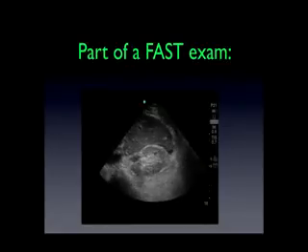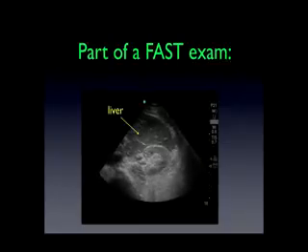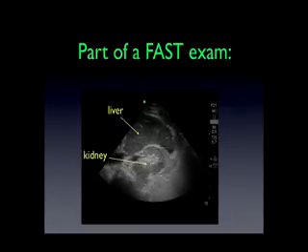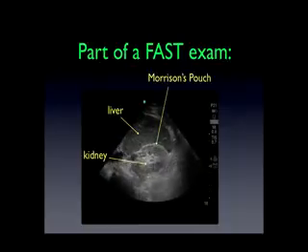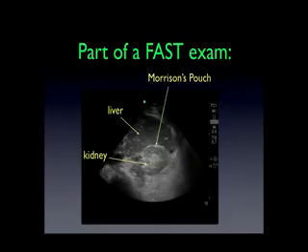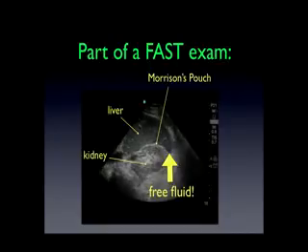Now we're seeing part of a FAST scan. The liver is noted to be more anterior. The right kidney is at the tip of this arrow. And then Morrison's pouch is the space in between. Now this is a potential space, and there should never be an anechoic area which would represent fluid. But yet there is at the tip of the fat arrow. That's free fluid. It doesn't belong there.